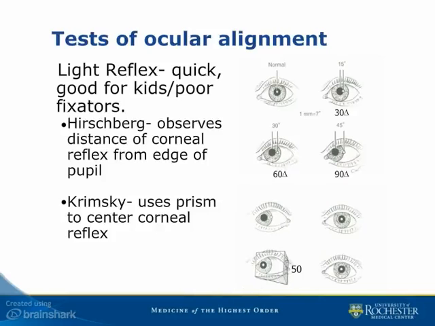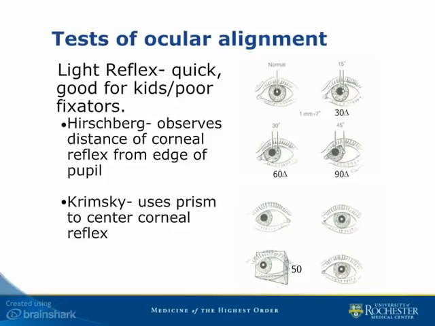There are a number of methods of measuring ocular alignment, and you should be familiar with all of these. Light reflex testing, shown here, includes Hirschberg testing and Krimsky testing. These are good for kids who have a short attention span or who have poor fixation. The top two pictures here show Hirschberg testing, where we observe how far the corneal light reflex is displaced from the center of the cornea and can approximate a deviation based on this.